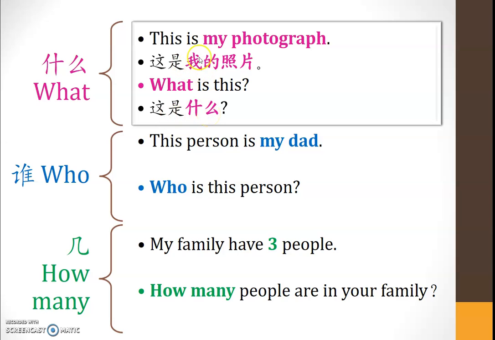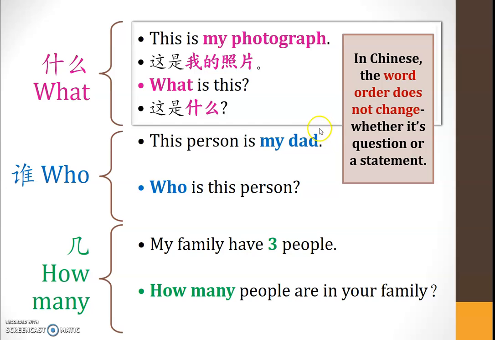Okay, so if you're asking, what is this? And the answer will be, this is my photograph, then your question word will not go to the very beginning of the sentence like you would do in English. You will actually leave it where it was, where you meant for this information to be missing, and then you replace it with a question word. All right, one more example. So here it says in Chinese, the word order does not change whether it's question or statement. All right, you mainly just replace the missing information with the question word.